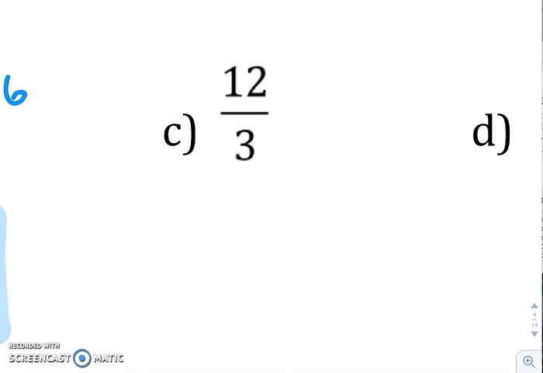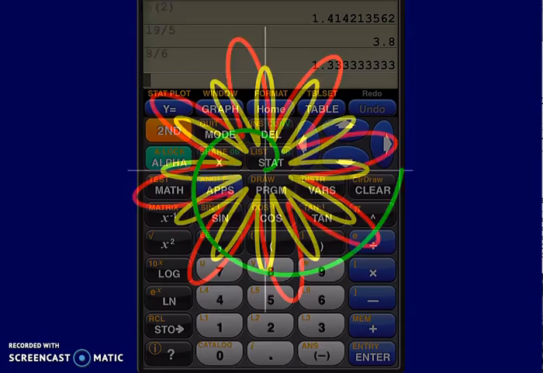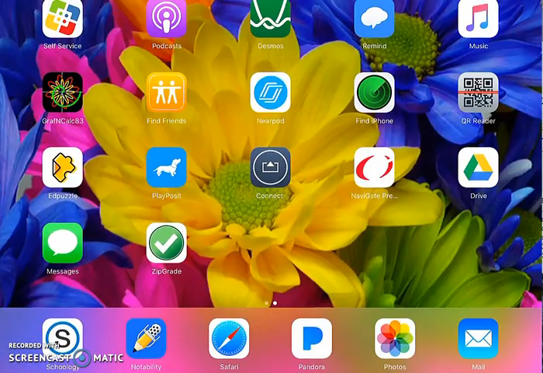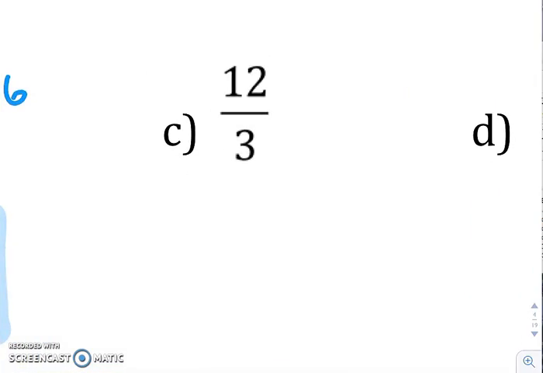C, when we do this in the calculator, maybe you already know, what would happen if we divided 12 by 3? It divides evenly. 12 divided by 3 is 4. So if it's a whole number and it divides evenly, this actually isn't going to be an improper or a mixed number at all. It just equals the value 4.